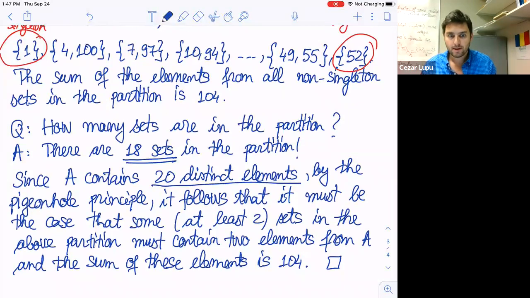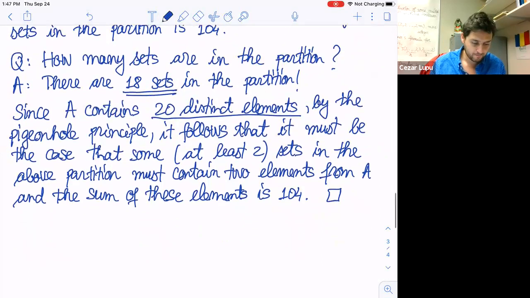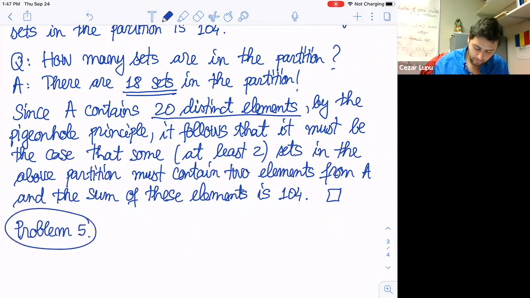Anyway, let me do one more problem. So problem number 5, I think. This was again a Putnam problem. And it says the following: prove that, this was a bit tricky, I admit. Actually, I thought of it for a long time.